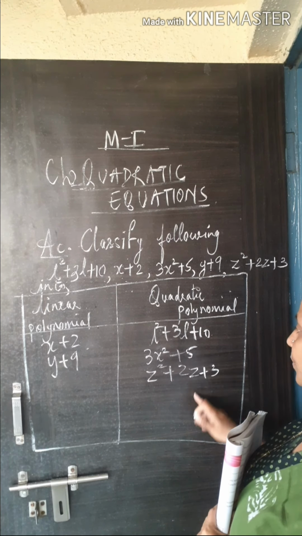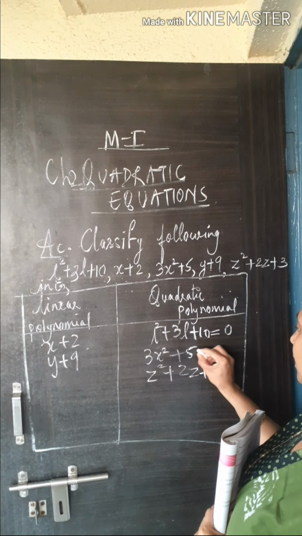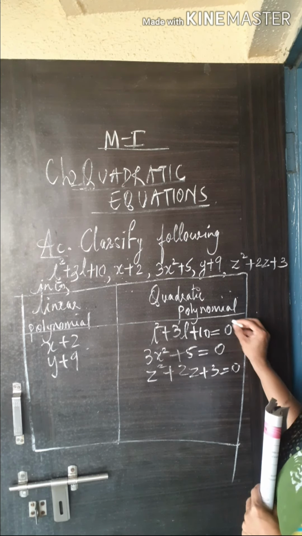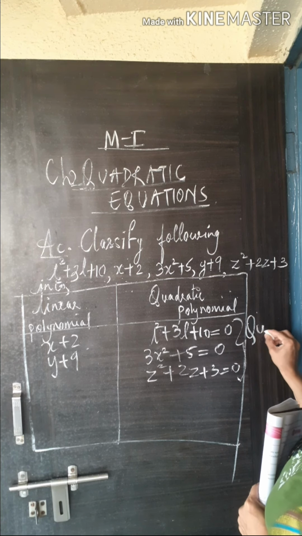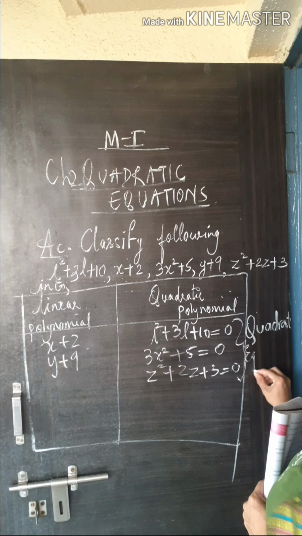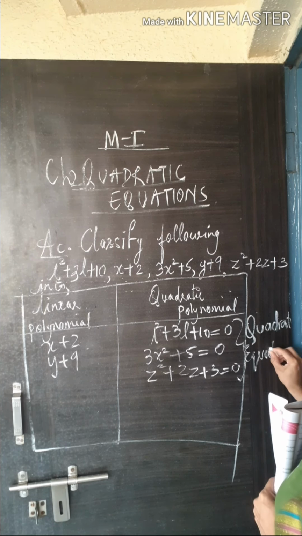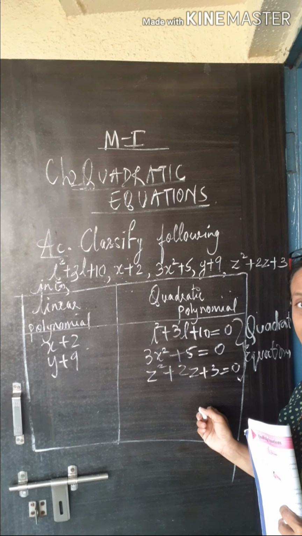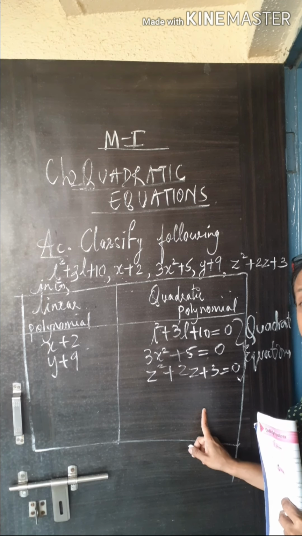Now this quadratic polynomial, if I equate it to 0, if I equate all these polynomials to 0, these will be called as quadratic equations. That is what your lesson is all about. So we are going to talk about this type of equations, that is called as quadratic equations. So these are the quadratic equations we are going to study about.